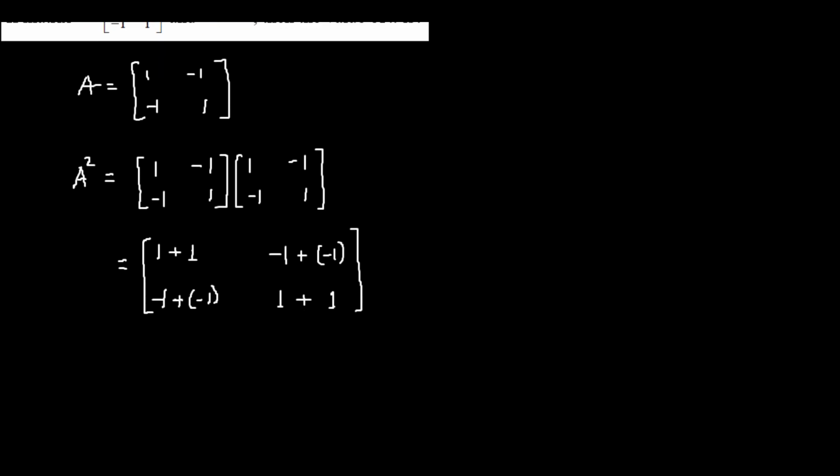Then to find the element in the fourth position, we take the second row of the first matrix and multiply it by the elements of the second column. So -1 times -1 is positive, plus 1 times 1 is simply positive. Then we simplify this, so 1 plus 1 is 2. -1 and -1 gives us -2. -1, -1 again gives us -2. And 1 plus 1 is simply 2.